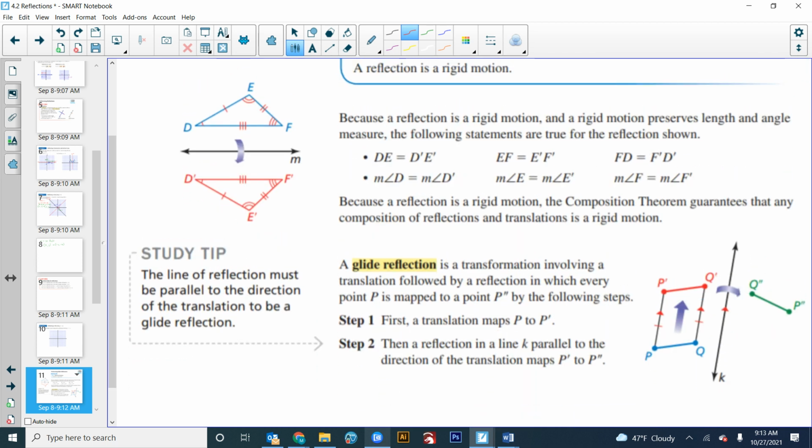All this is saying is if you take a triangle and you reflect it over a line, all the sides and angles are going to stay congruent, aren't they? It's called a rigid motion. It does not change the size or shape of it. And by shape, I mean it doesn't change its angles.